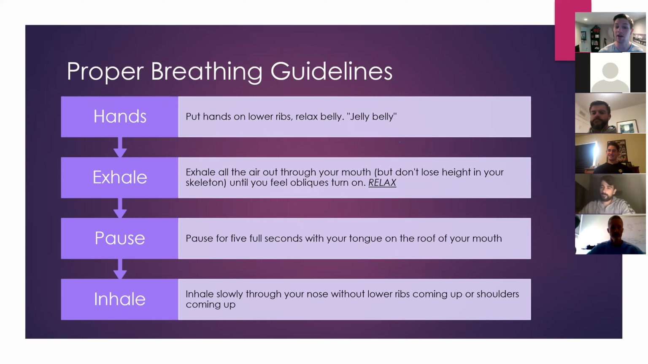Now exhale all the air out of your mouth, depending on what ISA you are, but don't lose height in your skeleton as you do it. So go. Now I've got my obliques. I'm out of air. And then relax, but keep that tension in your obliques to a slight degree, depending on your ISA. Pause, and then inhale through your nose. If you do it right, you're going to feel a ton of expansion happening within your rib cage, hopefully.